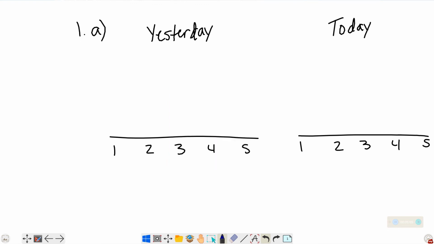Now, the first one was a 4. Then we had 1, 3, 4 again, 2, 2, and 5. But today, they all wore 3. So the 7 students wore 3 pockets. There should be 7 dots because each one represents 1 student.